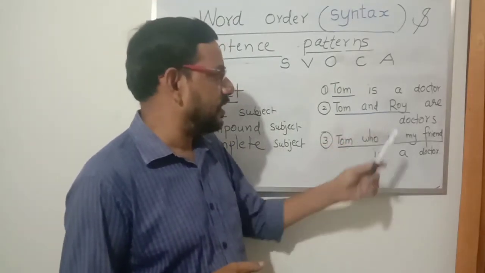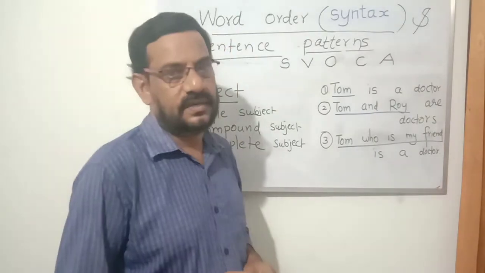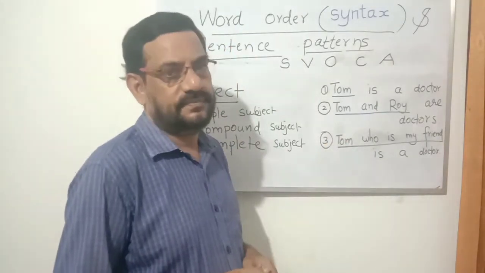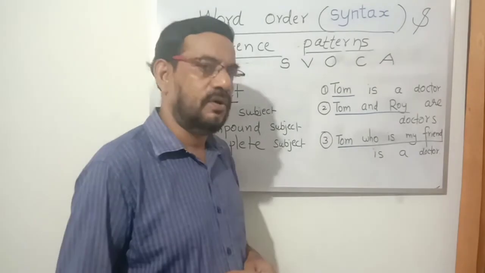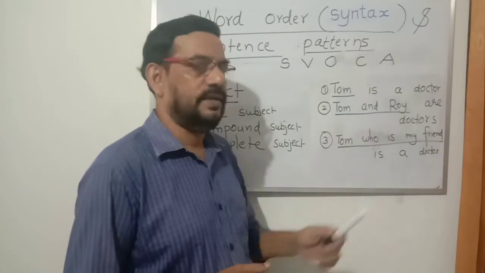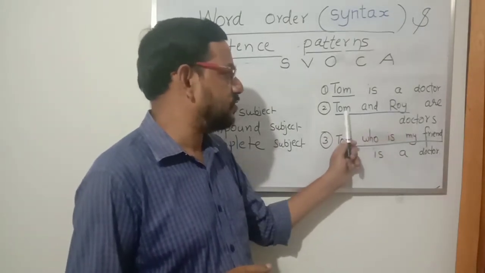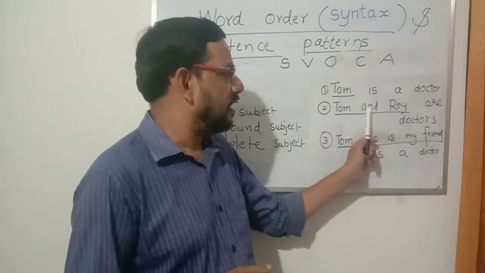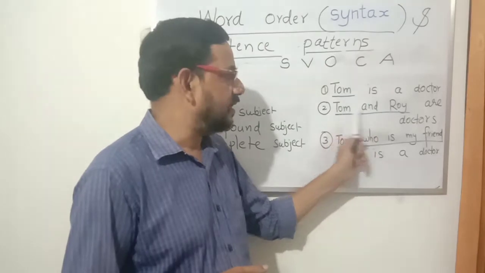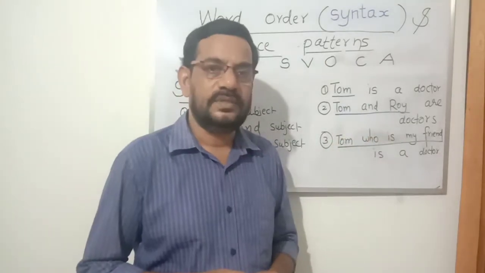That is, Tom and Roy are doctors. Here, two subjects are combined. Who are the doctors? Is it Tom only? No. Is it Roy only? No. It is both Tom and Roy. So Tom and Roy are doctors. This Tom is the first subject, and the second subject Roy is combined using and, and the compound subject is made. Tom and Roy is a compound subject.